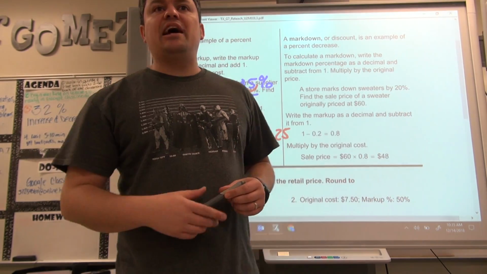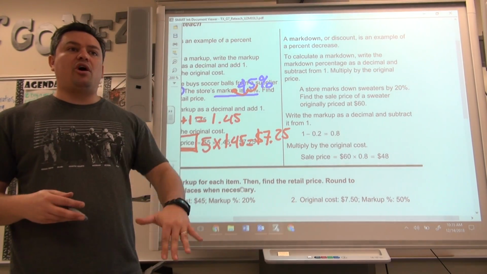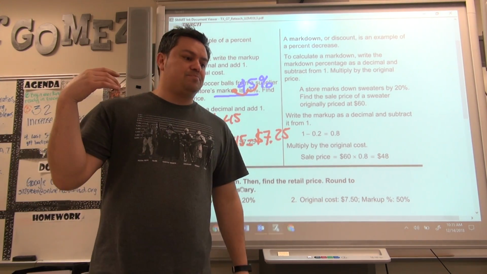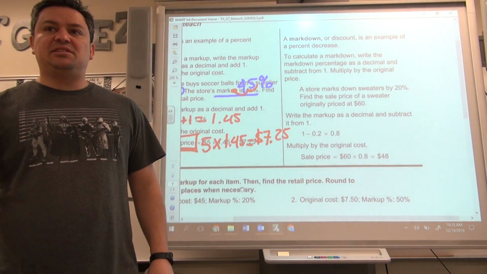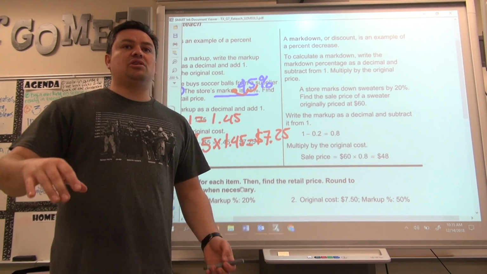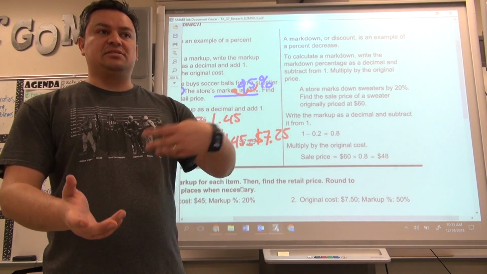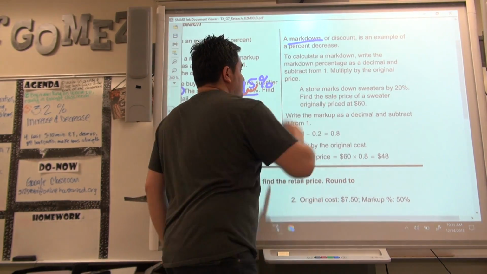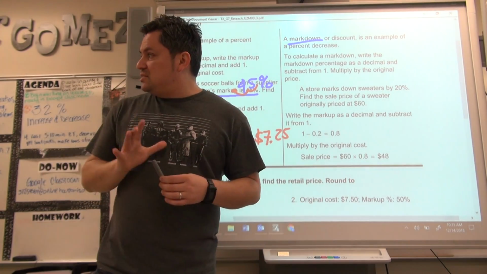So let's say they have an item for 30% off. You're going to do a markdown so that you can get rid of those items. They probably discontinued them, or they didn't sell, so you need to get rid of them so that you can bring in new products and sell them. So that's when you do a markdown. And it's going to be really similar.